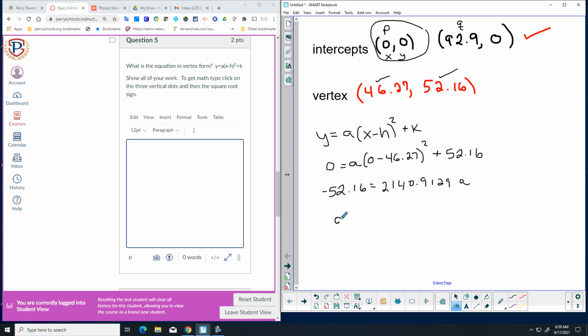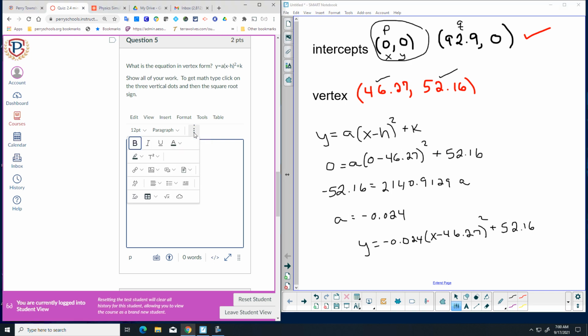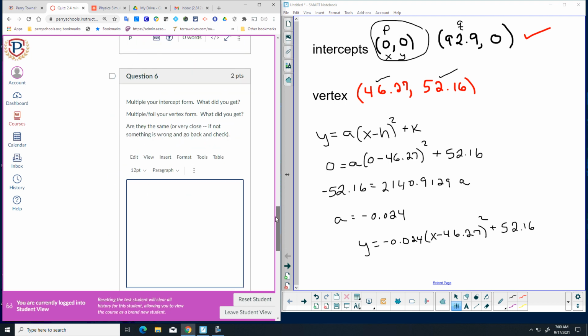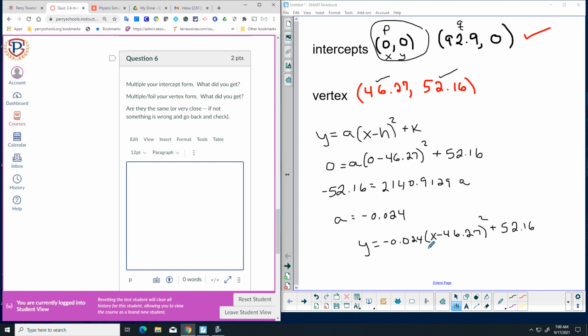Divide both sides, and I should get really close to the same a. a is negative 0.024. So my equation is y equals negative 0.024 times (x minus 46.27) squared plus 52.16. And I would type all that work into here. If you need to know how to do exponents or math type, you hit those three buttons and go to the square root right there. You can insert math equations. I think you could also take a picture of your work and insert or upload an image or insert a file.